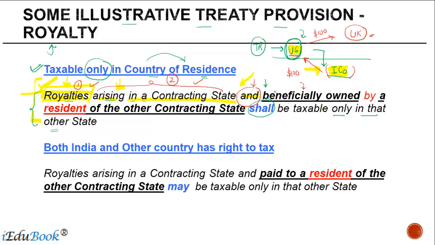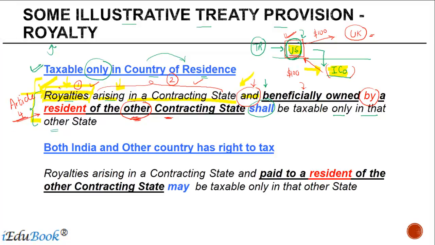So the royalties which arise in the contracting state should be beneficially owned by the recipient. Beneficially owned by a resident of the other contracting state. So when we are talking about this US person, he should be a resident of United States, of the other contracting state. This word other is important, right? And how do I identify whether or not he's a resident of a contracting state? For this, you will need to refer back to Article 4, typically Article 4, which deals with residence, right?